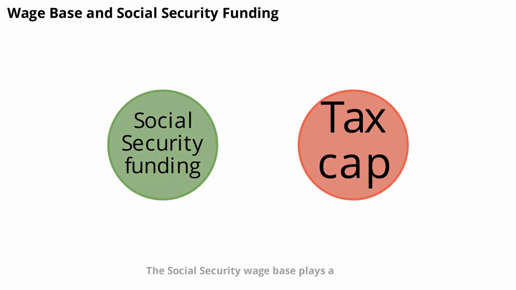The Social Security wage base plays a critical role in funding the Social Security program. By capping the amount of income subject to tax, the system balances the need for revenue with fairness for taxpayers. The wage base ensures that the program remains solvent while limiting the tax burden on high earners.